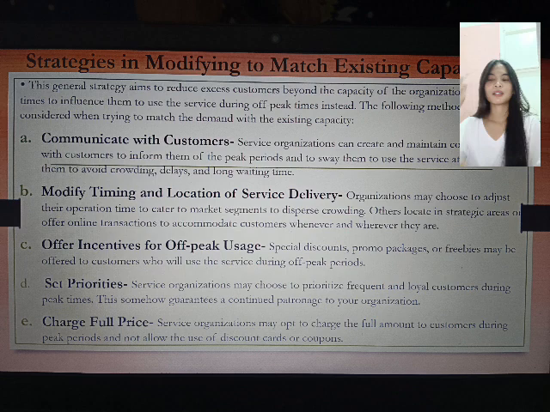First is communicate with customers. Service organizations can create and maintain communications with customers to inform them of the peak periods and to sway them to use the service at other times, for them to avoid crowding, delays, and long waiting time.